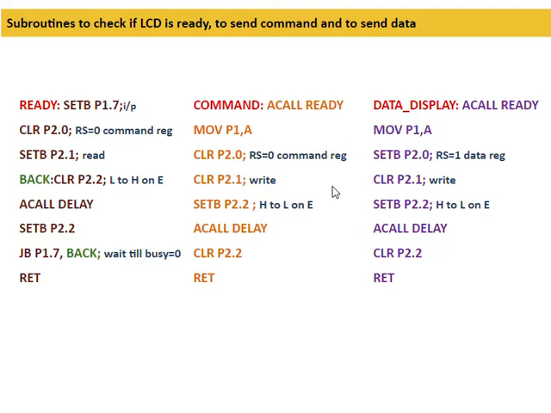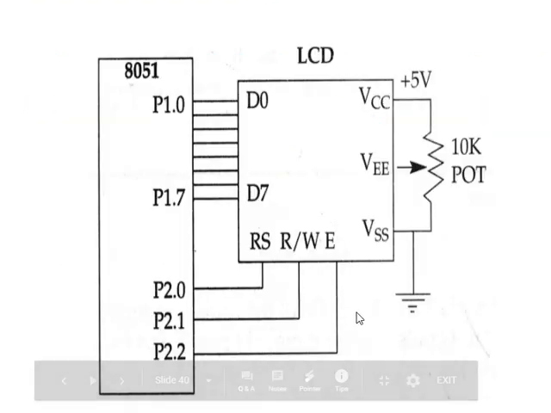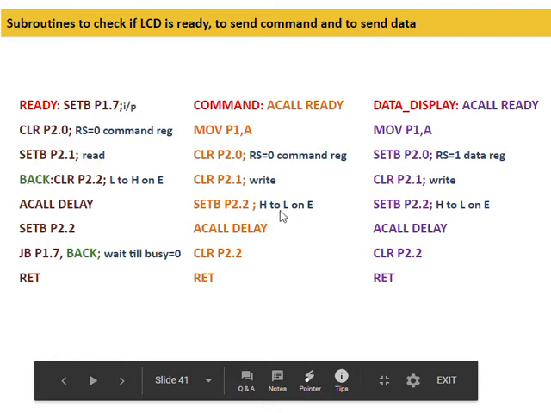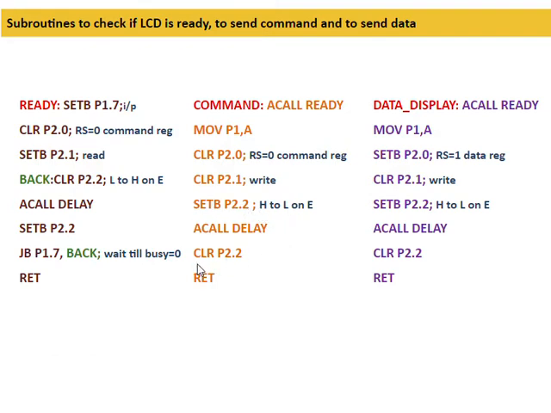The next step is to send a high to low pulse on the enable pin. Only when you send a high to low pulse on the enable pin will the command on the data bus get stored into the command register, so that the LCD can operate on it. So you have to send a high to low pulse on the enable pin. The enable pin is connected to P2.2. So to send a high to low pulse, set P2.2, call delay, clear P2.2.